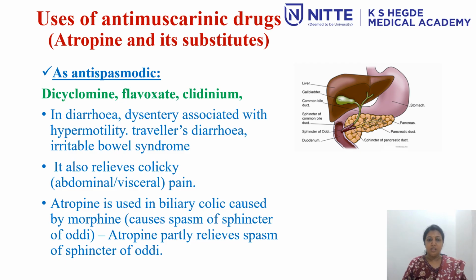Atropine is also used in biliary colic caused by morphine because it produces spasm of the sphincter of Oddi. So atropine can partly relieve the spasm of the sphincter of Oddi.